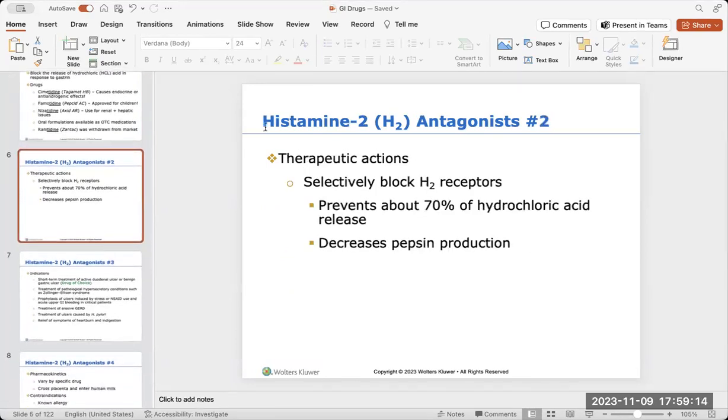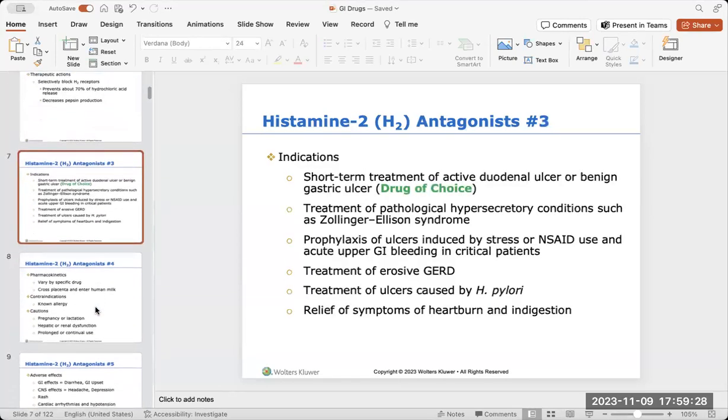So histamine 2 blockers block histamine 2 receptors, okay? And they prevent the release of most of that hydrochloric acid or that stomach acid, which is really good in helping these GI problems. Now, these drugs are drug of choice for people who have active duodenal ulcers or gastric ulcers. They could also help treat something called Zollinger-Ellison Syndrome. That is when somebody has an overproduction of gastric acid. So if they have an overproduction of gastric acid, these drugs would be pretty good for that disease because they block gastric acid.